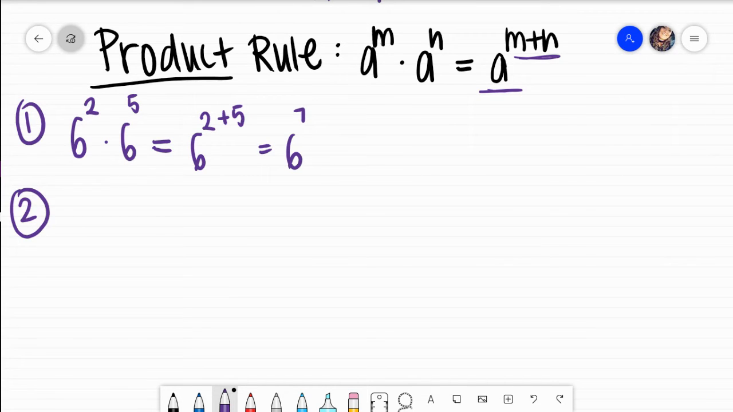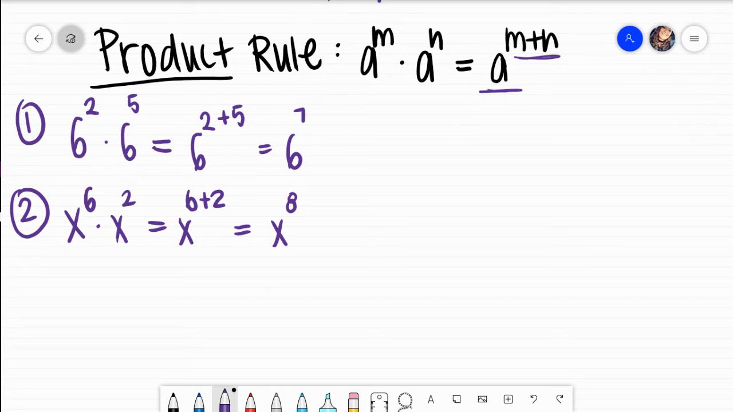Second example, say we have x to the 6th times x squared. Do you notice how my x's are the same base, the same variable? So you keep your variable and you add your powers, your exponents. 6 plus 2 equals 8.